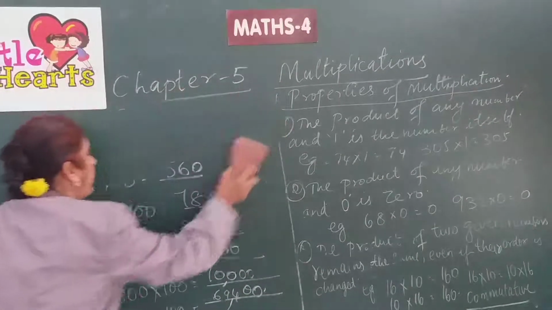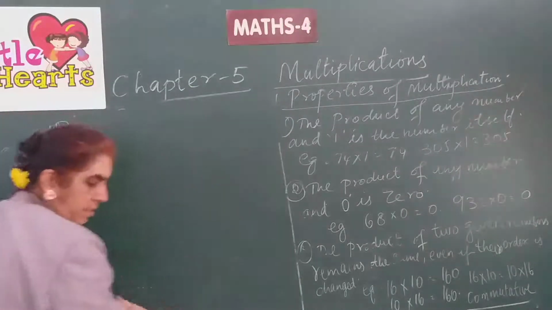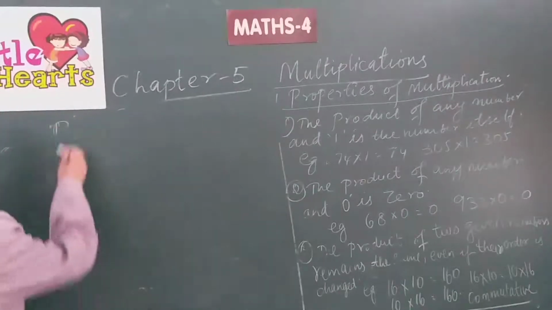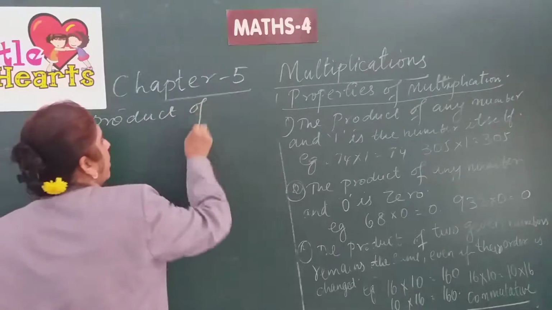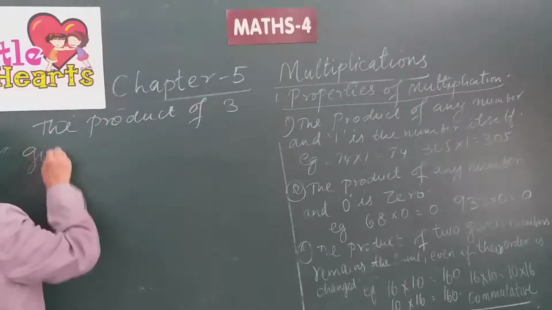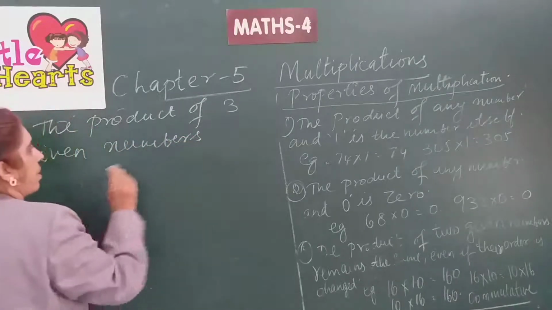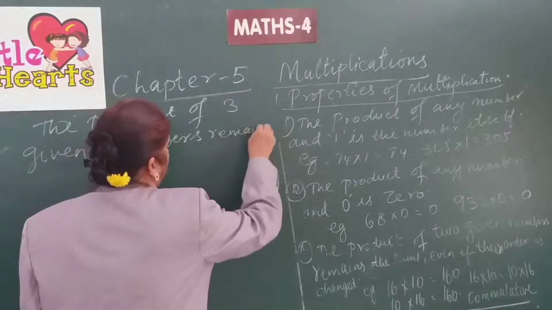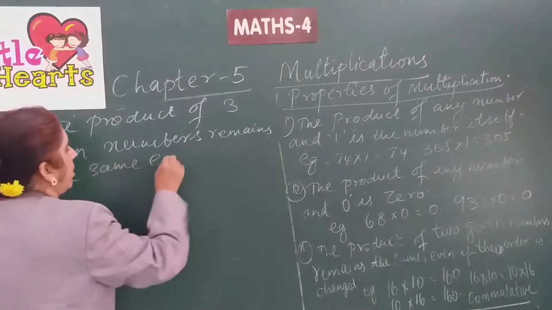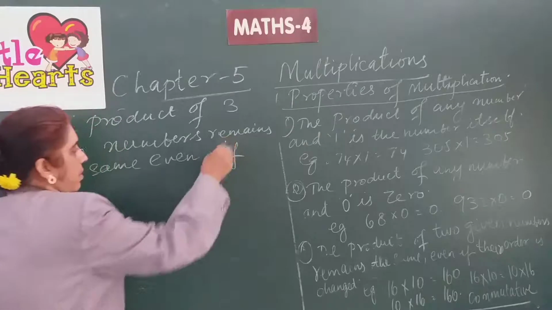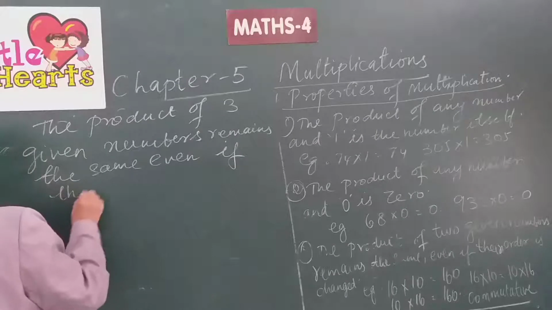And the product of 3 given numbers remains the same even if their grouping is changed.